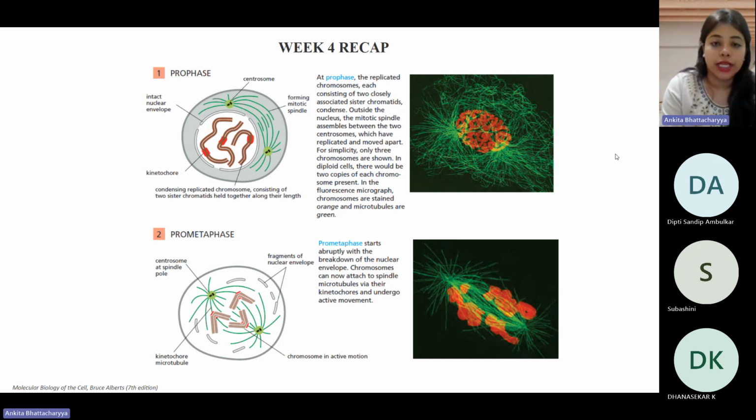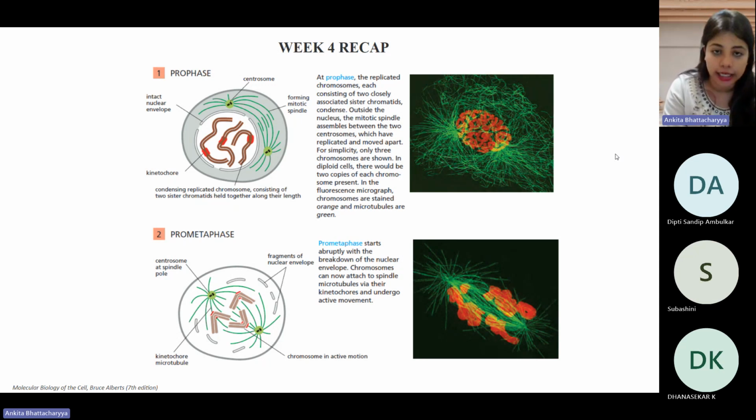Coming to the figure legend, you can see that at prophase, the replicated chromosomes, which have already replicated during the S phase, each consist of two closely associated sister chromatids. On the left schematic image, they are represented in brown, and they are attached at a certain point by some red colored protein, understood to be the centromere or the kinetochore of the chromosome, that is keeping these two sister chromatids associated with each other.